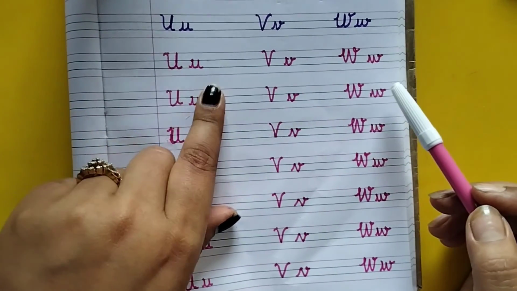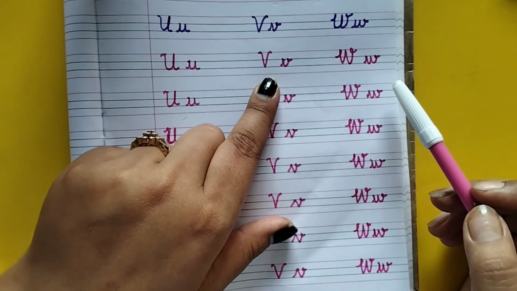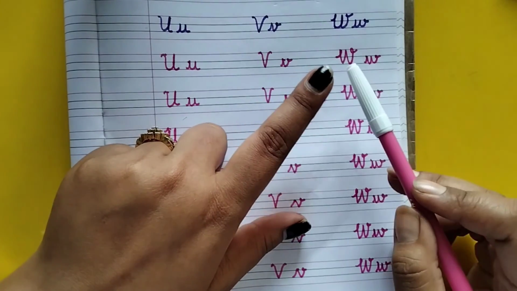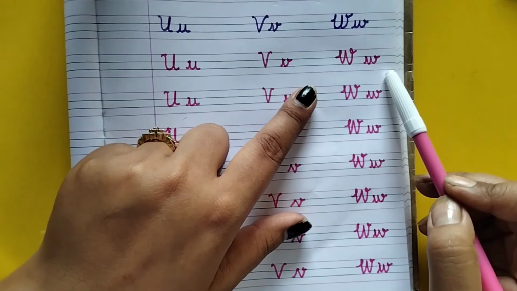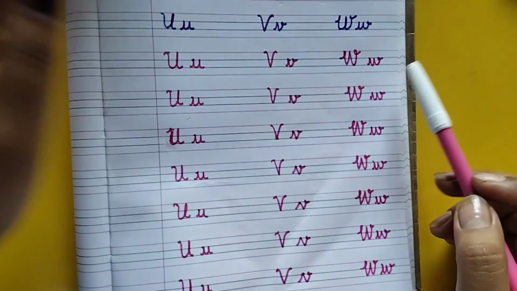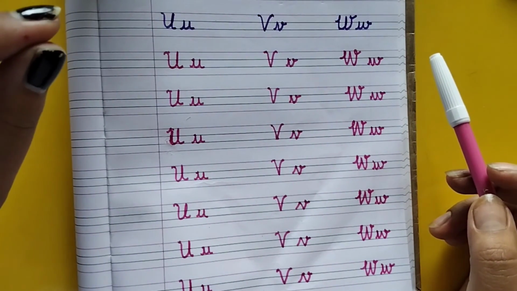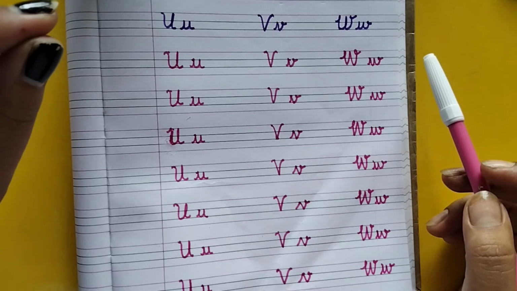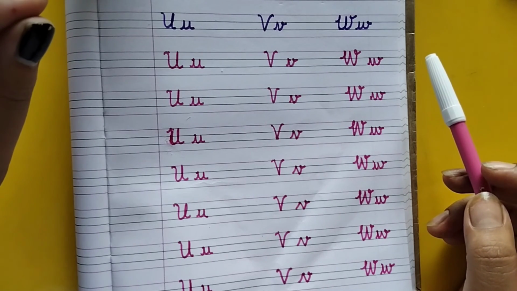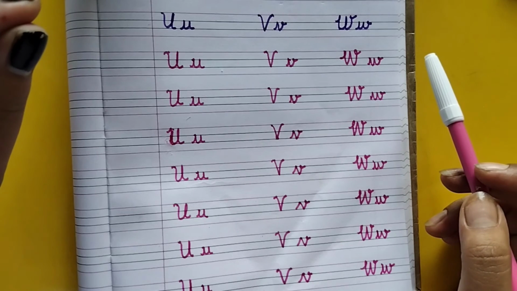Capital U, small u. Capital V, small v. Capital W, small w. So like this, you have to do it in your English notebook with neat and clean handwriting, and you have to click the picture of this and send it to me by 2 p.m.